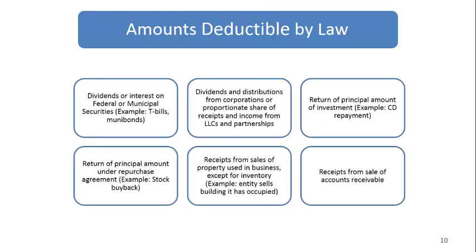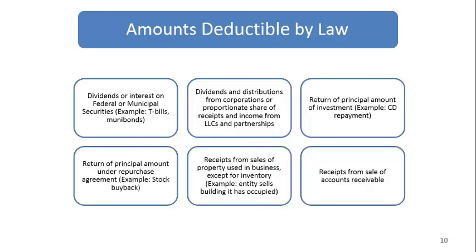This slide begins our discussion of certain types of gross revenue that can be completely deducted in order to report gross revenue on the commerce tax return. It is important to remember that although these amounts are referred to as deductions, they are not ordinary necessary business expenses. Instead, these amounts represent gross revenue that is not subject to commerce tax. These amounts include dividends or interest on federal or municipal securities, dividends and distributions from corporations or the proportionate share of receipts and income from LLCs and partnerships.